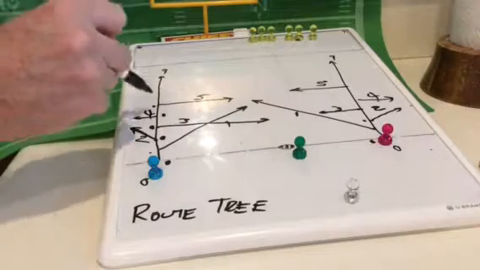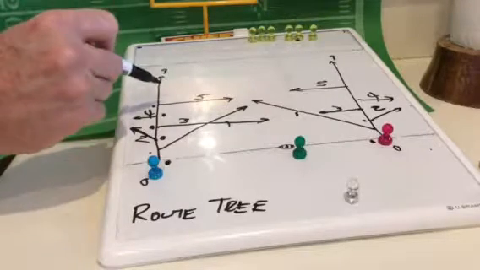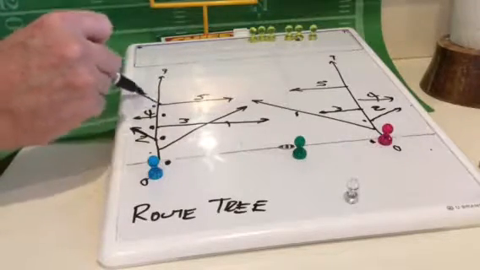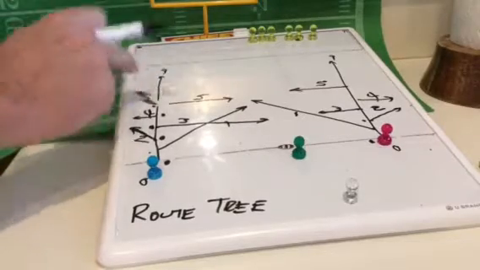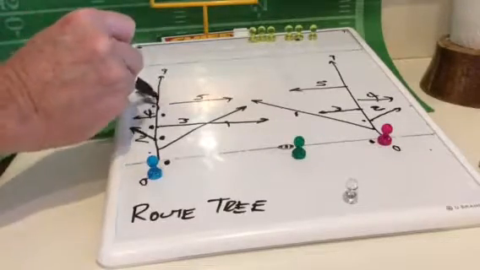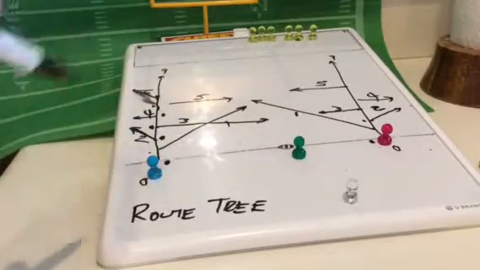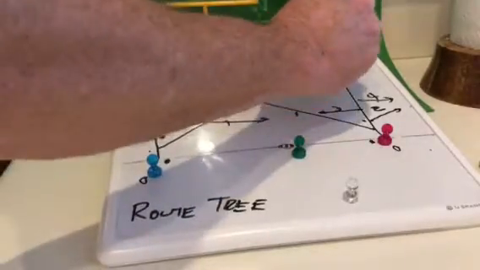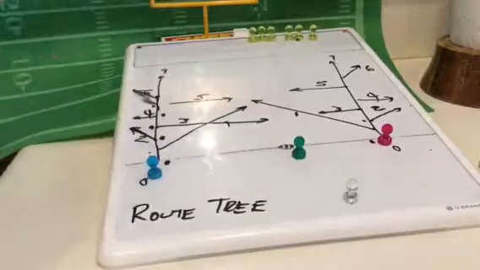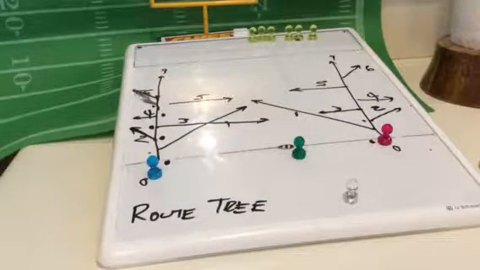A 6 is our 6-step corner. On our 6th step, I'm going to plant the inside foot and drive out to the corner route. So those are our 1 through 6 routes, where the number corresponds with the number of steps.